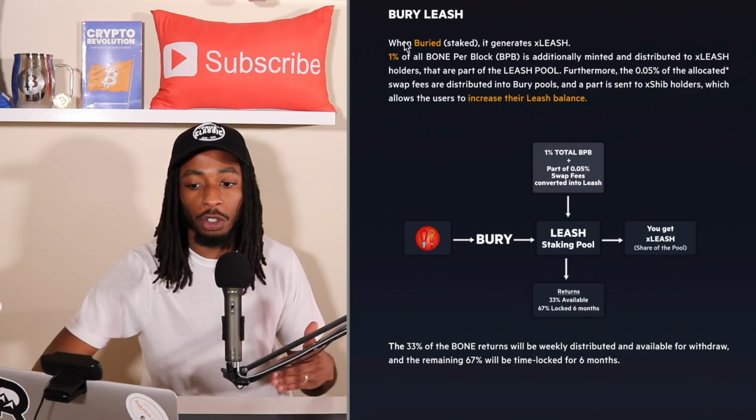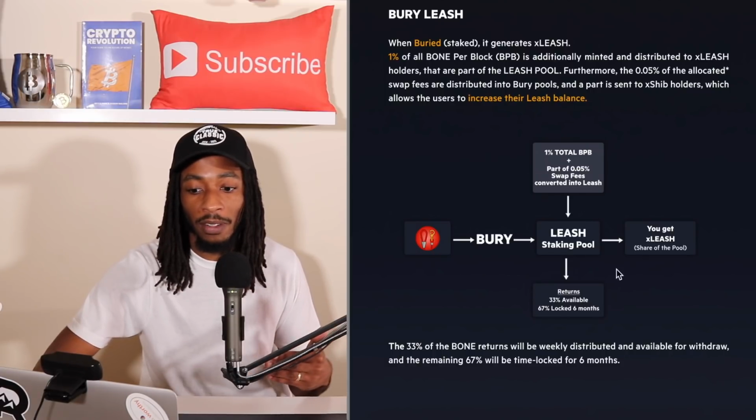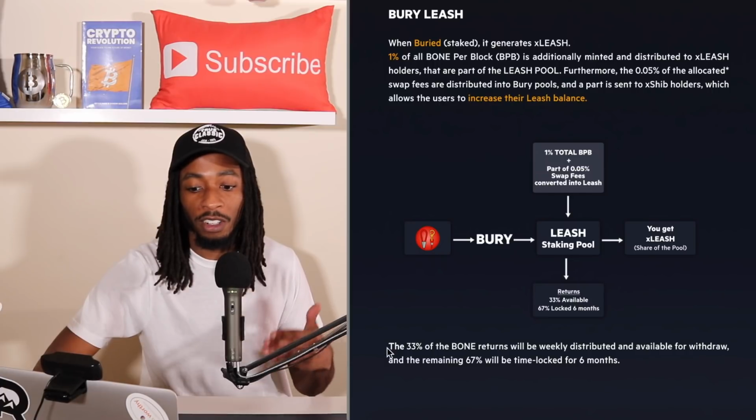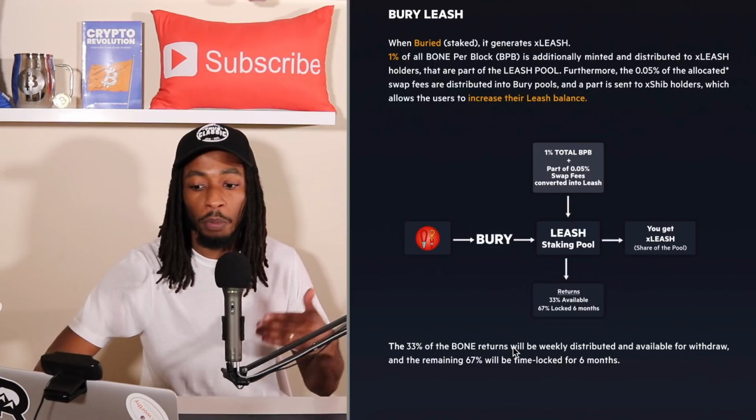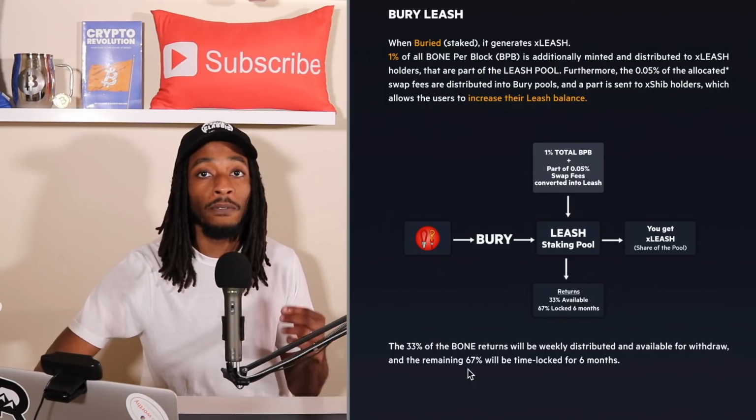Now when you stake your leash, it's going to generate leash, of course, and 1% of the bone per block will be distributed to the leash holders that are part of the leash pool. Now furthermore, 0.05% of the allocated swap fees are distributed into the staking pools, and part is sent to SHIB holders, which will allow them to increase their leash balance. And then of course here's the diagram again of how that breaks down. And so the bold print here says the 33% of bone returns will be weekly distributed and available for withdrawal, and the remaining 67% again, of course, will be time locked for 6 months.